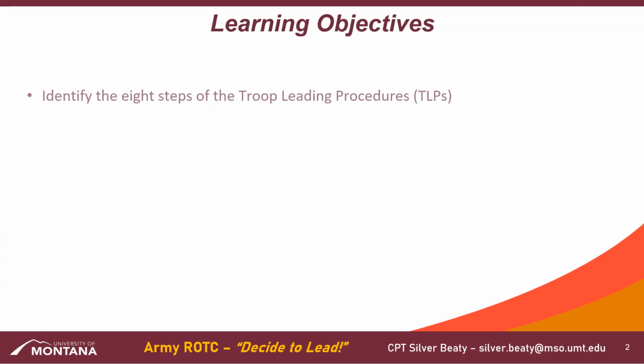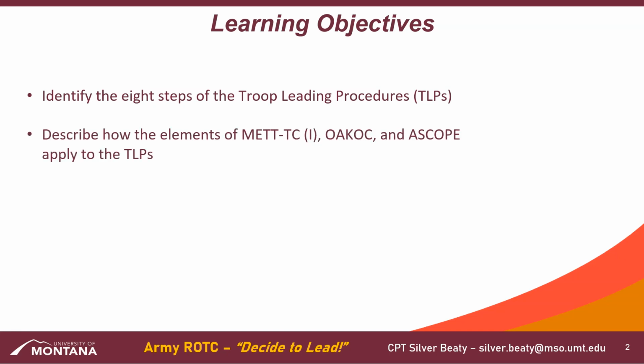So to start off with our learning objectives for right now, we're just going to identify the 8 steps of the Troop Leading Procedures, also known as the TLPs. We're going to describe how the different elements of METT-TC, OAKOC, and ASCOPE apply to those TLPs. And then we're going to finish off by discussing what we call the 1/3, 2/3 rule for planning.